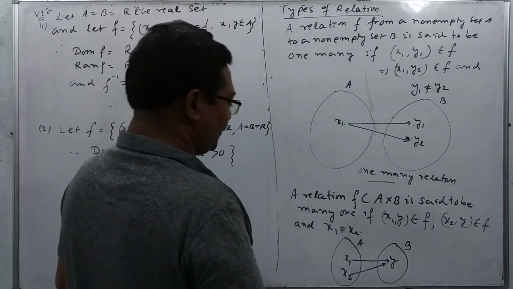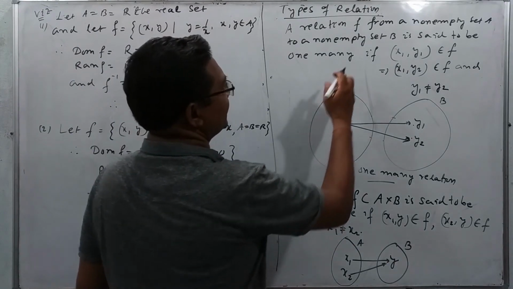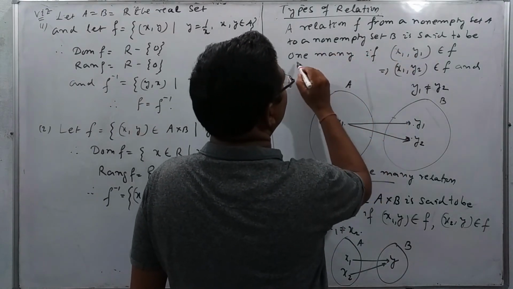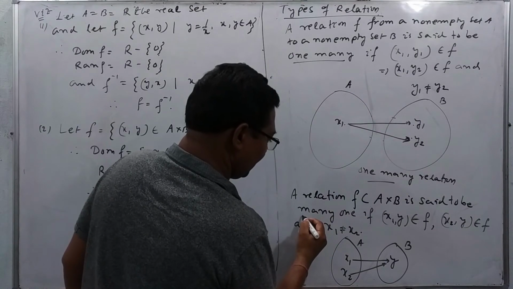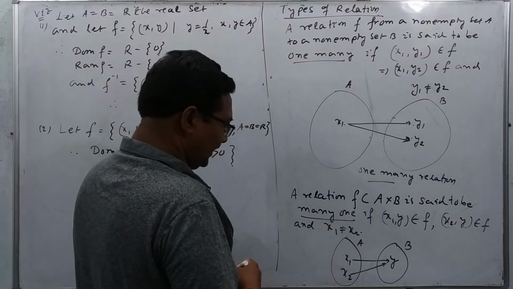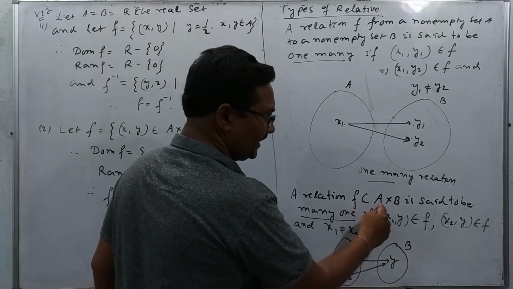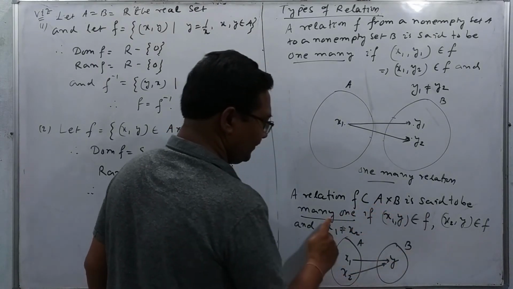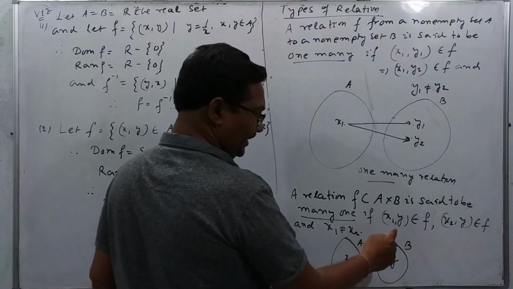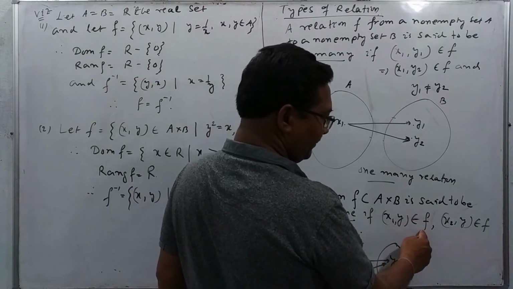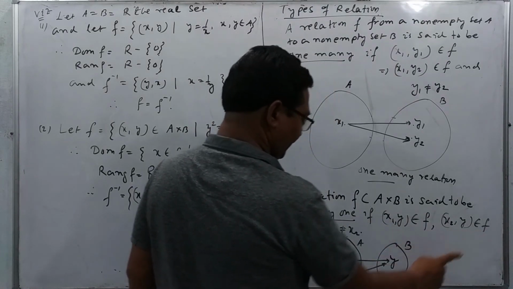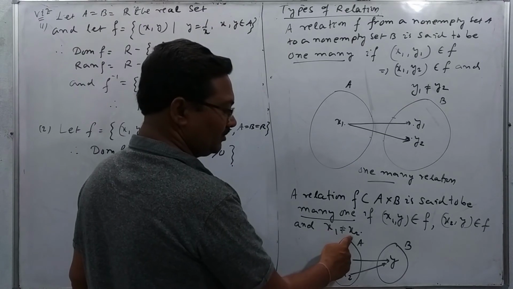Similarly, come to the many-one relation. Here is our one-many relation, and here is our many-one relation. A relation F from a non-empty set A to a non-empty set B is said to be many-one if (x1,y) is an element of F, (x2,y) is an element of F, and x1 is not equal to x2.